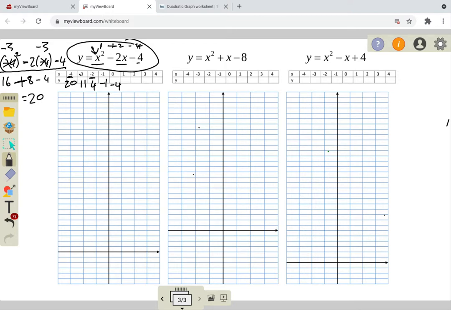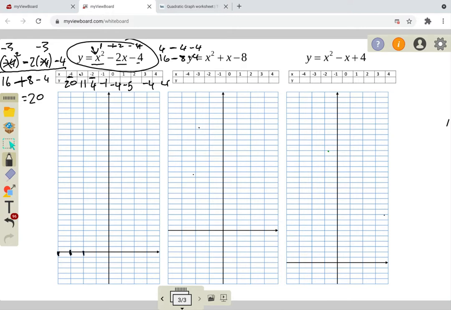Substitute 1 in. I get 1 minus 5. Substitute 2 in. I get 2 squared is 4. 4 minus 2 times 2 is 4 minus 4. I get negative 4. And then when I substitute 4 in, I get 16. Take away 8. Take away 4. Which gives me 4. So plotting this, guys, put in the x values first.